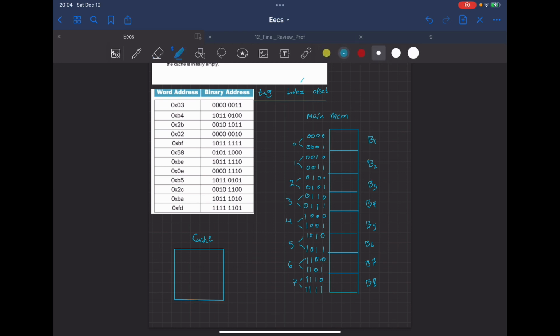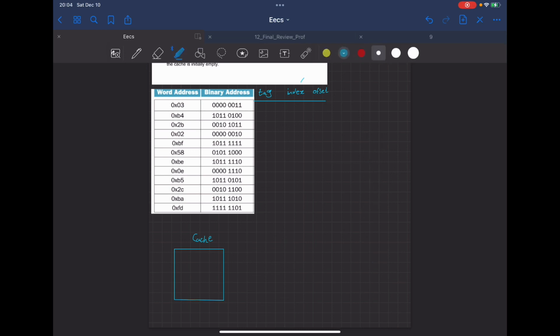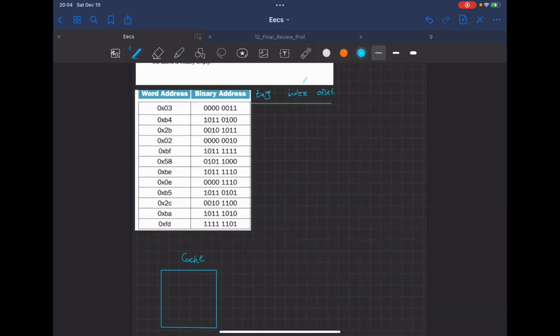Okay, so I'm going to erase this now, and we're going to simply fill out our tag and our offset. So what's our tag going to be? I'll keep it in binary for simplicity. So it's going to be binary all throughout. Our tag's going to be base 2, our index is going to be base 2, and our offset is also going to be base 2.